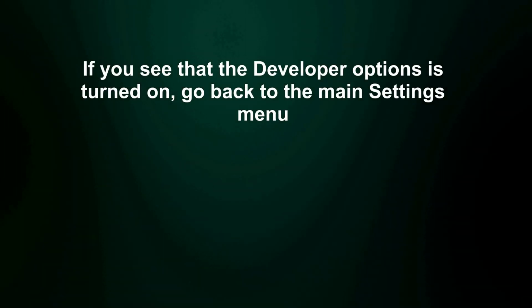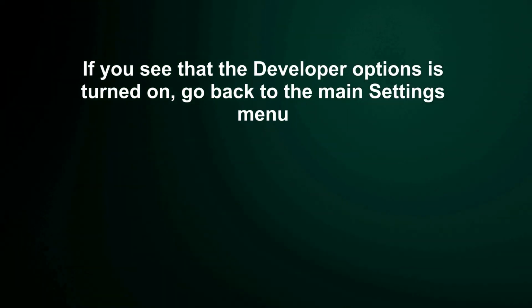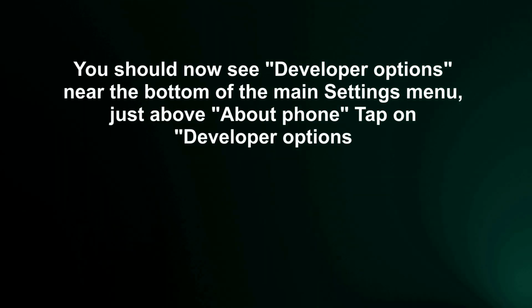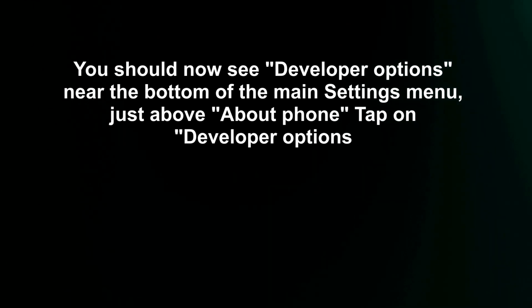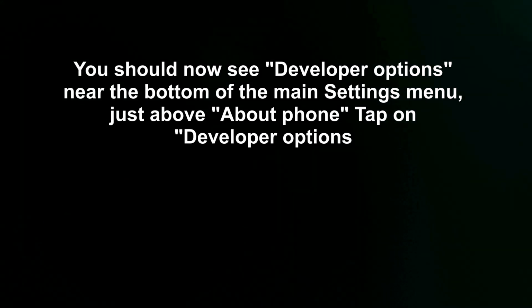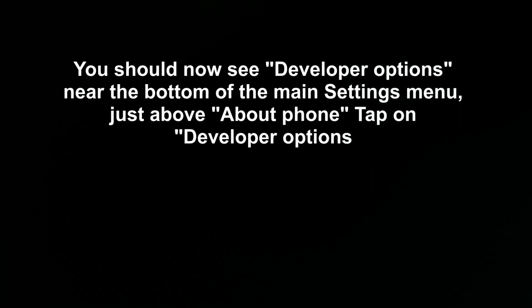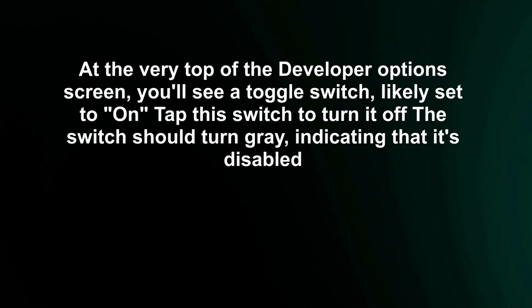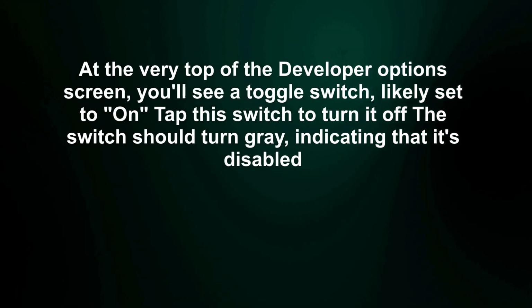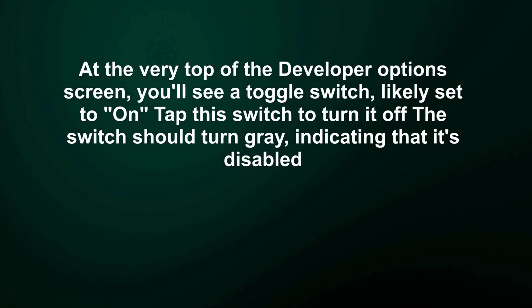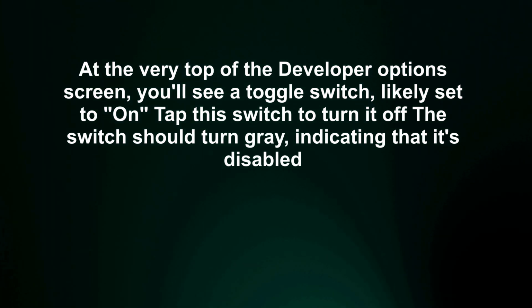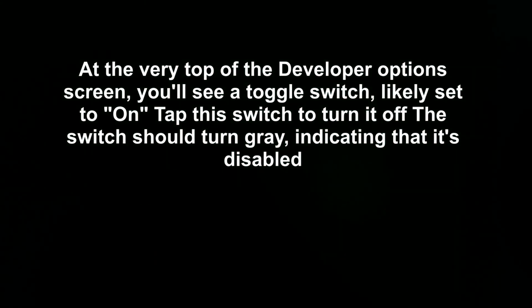If you see that the developer options is turned on, go back to the main settings menu. You should now see developer options near the bottom of the main settings menu, just above About Phone. Tap on Developer Options. At the very top of the developer options screen, you'll see a toggle switch, likely set to on. Tap this switch to turn it off. The switch should turn gray, indicating that it's disabled.